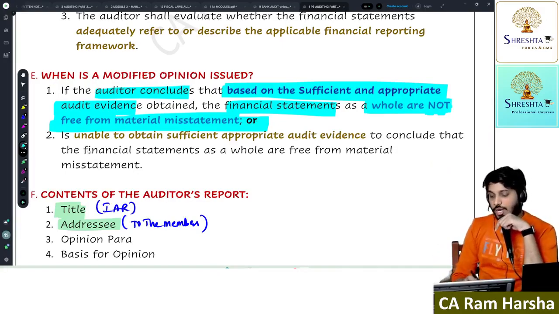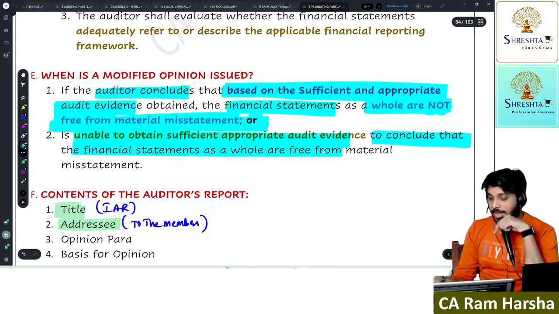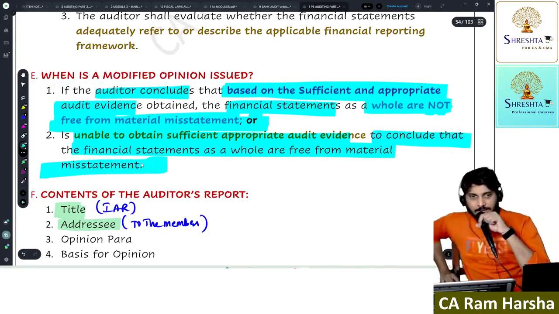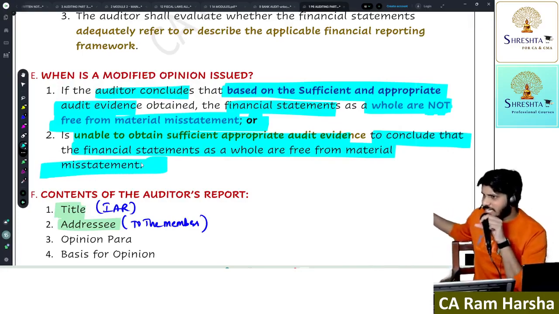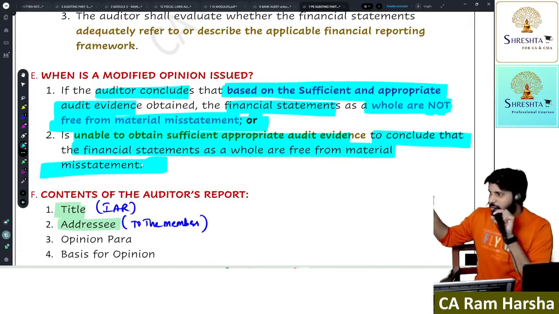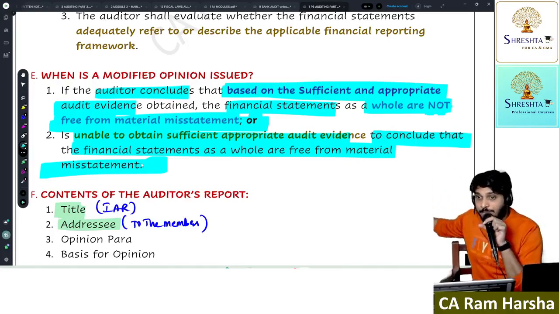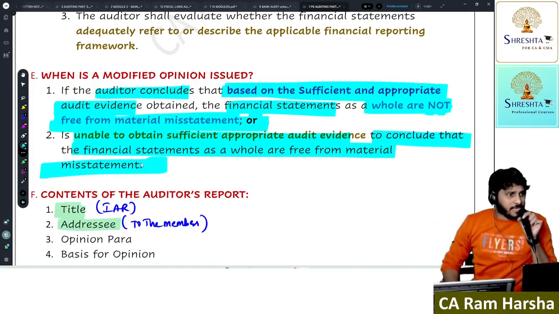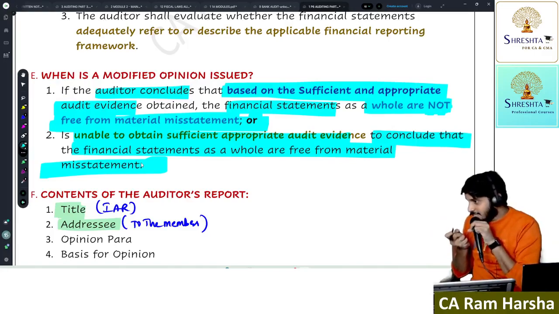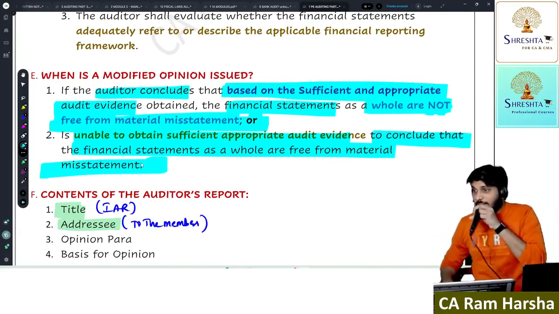Next. Not only that, there is another situation where I'll give a modified opinion. I am unable to obtain evidence to conclude that the financials are free from material mistakes. Are the financial statements completely right? I'm unable to get the evidence. I'm unable to say they're completely right. Why are you unable to say they're completely right? Because you're unable to get evidence. Able to understand. So in this case also, which opinion will we give?